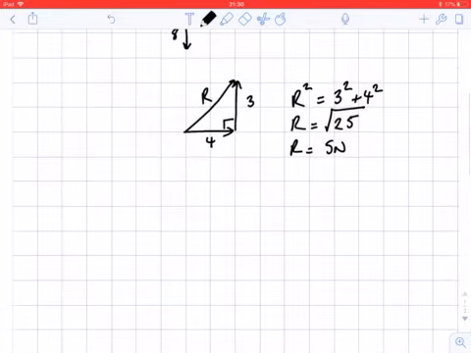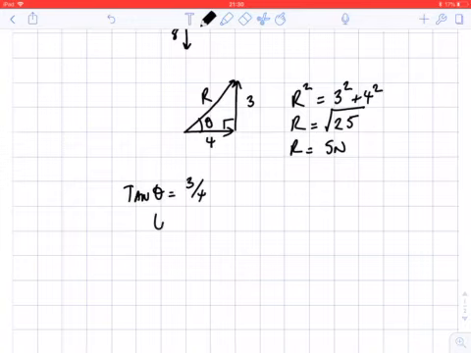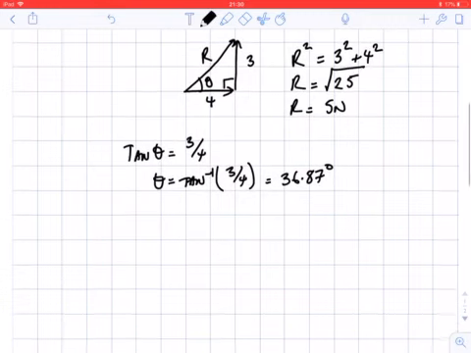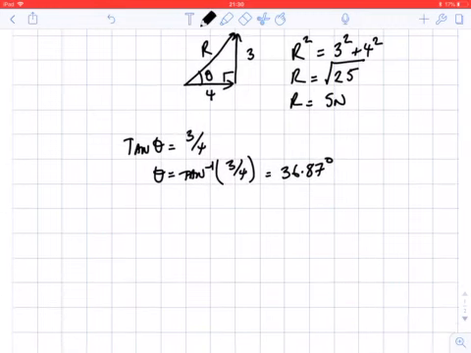So what we've got is this object having a force of 5 newtons act on it. If we take the angle to the i direction, theta, so tan theta is equal to 3 over 4. So theta is the inverse tan of 3/4, which is 36.87 degrees. Now it asks for the magnitude of the acceleration.